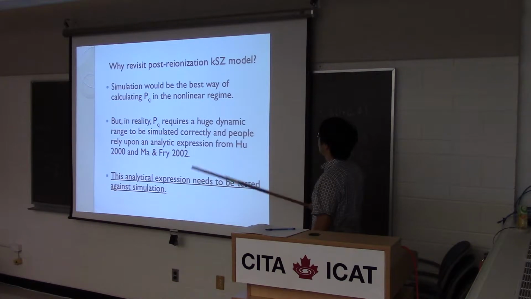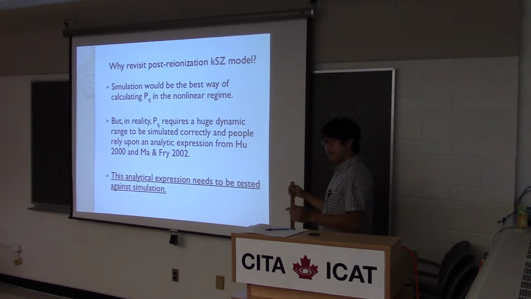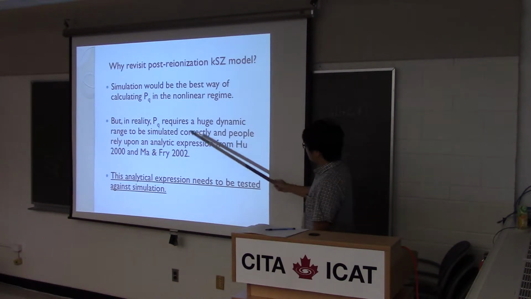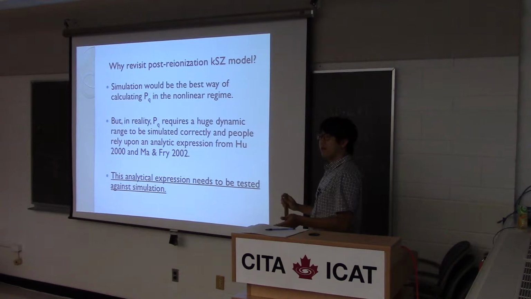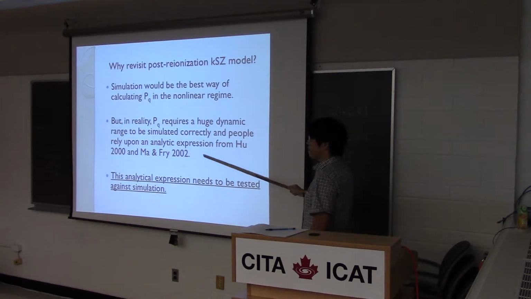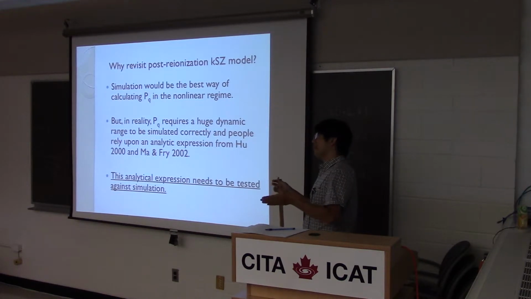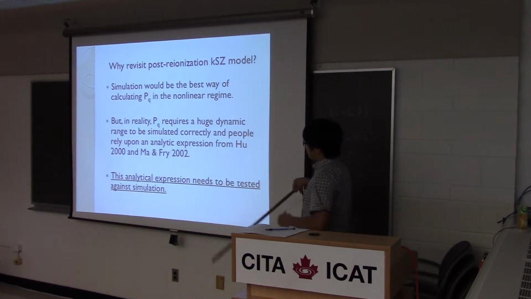So people have been relying on analytical expressions for the momentum power spectrum in the nonlinear regime that came from Hu 2000 or Ma and Fry 2002. And there were several works that tested the analytical expression against simulation. But here we are doing the same thing at higher accuracy, I would say. In the previous work, things were checked for accuracy of a factor of 2 or an order of magnitude. We are now trying to make that as accurate as 5%.